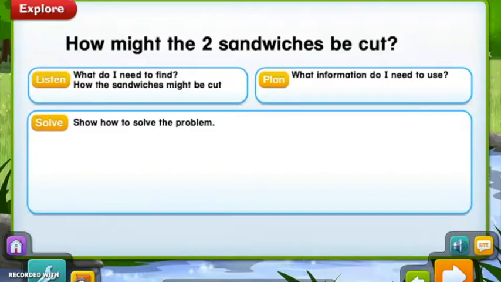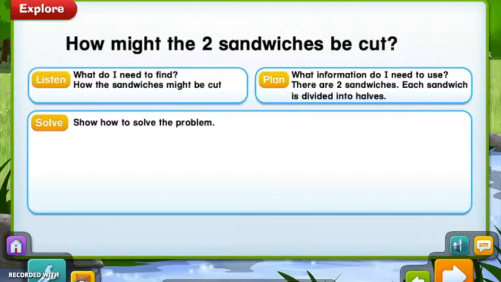What information do we need to use? So remember, there's 2 sandwiches, right? But they're going to be cut differently. So that's what we're trying to find out. How are we going to cut these sandwiches 2 different ways, even though they're the same size? This one asks, what information do I need to use? So let's see what information we need in order to figure out how we're going to cut the sandwiches differently. There are 2 sandwiches. Each sandwich is divided into halves.